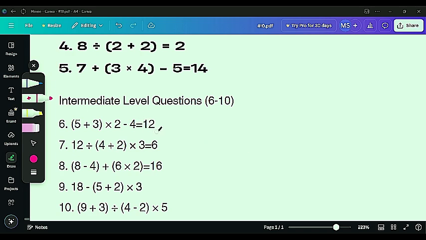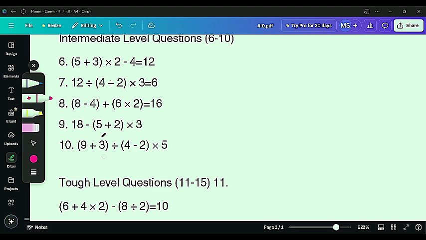So this is also correct. After that we do this question number 7. So here 4 plus 2 equals 6. After that divide it by 2, that gives us 2, and multiply it by 3 gives us 6. After that 4 minus 8 minus 4 is equal to 4, and 6 multiplied by 2 is equal to 12. So after that 4 plus 12, let us do. So 4 plus 12 gives us 16, and the answer is 16.